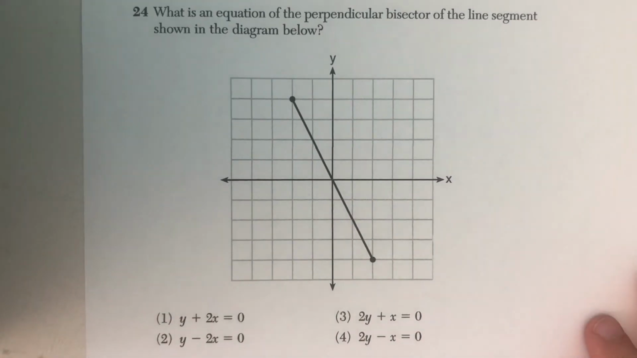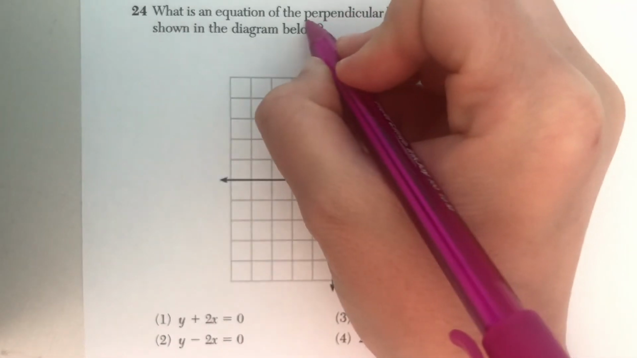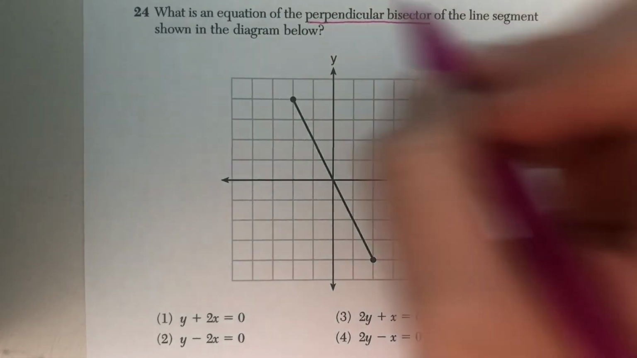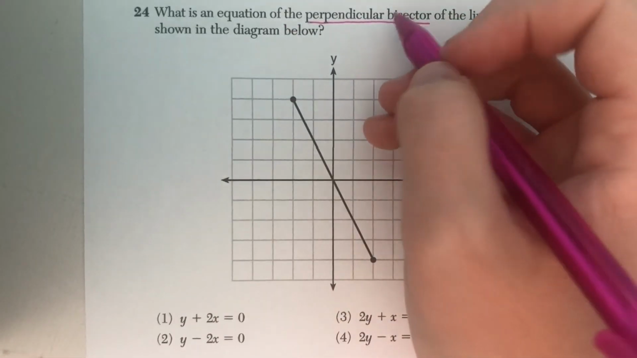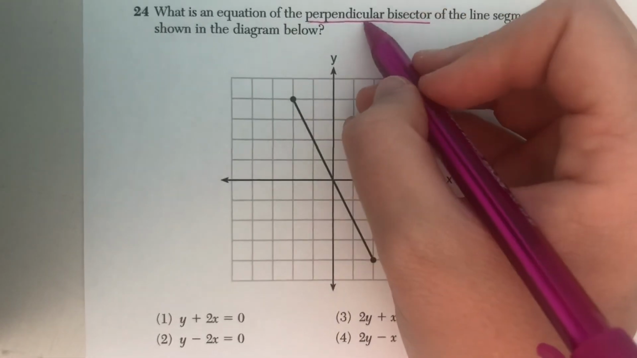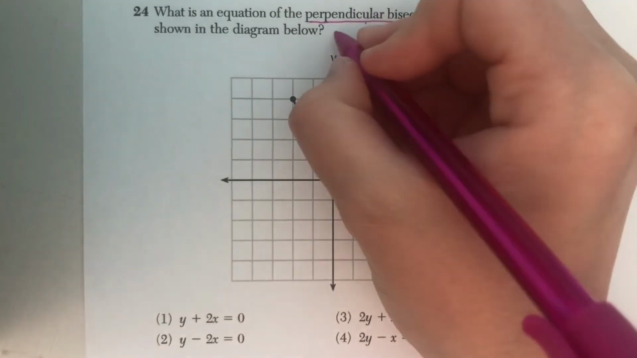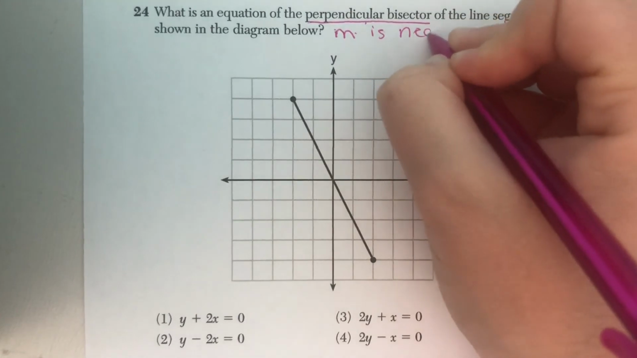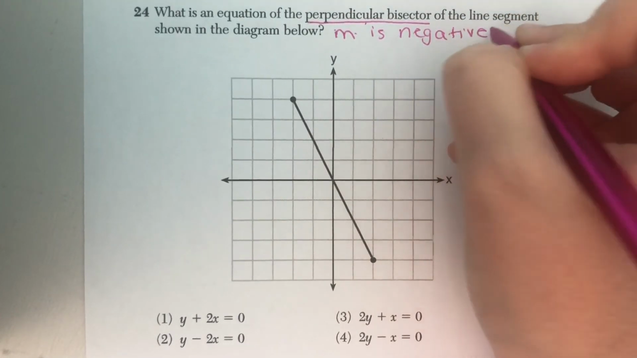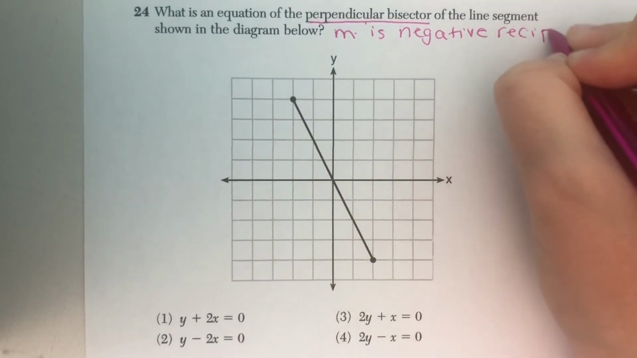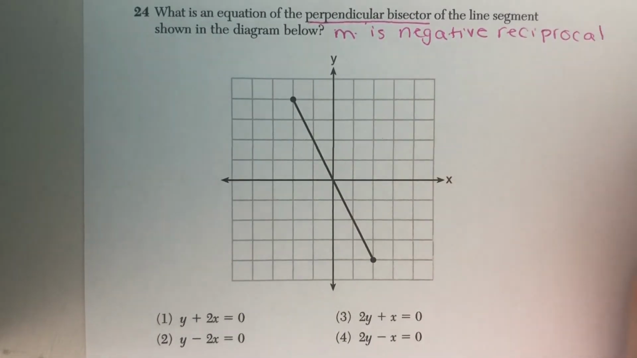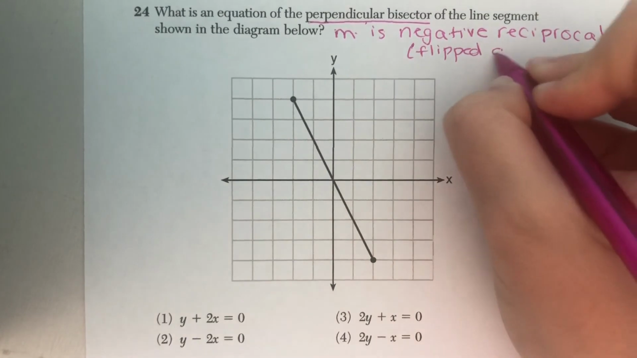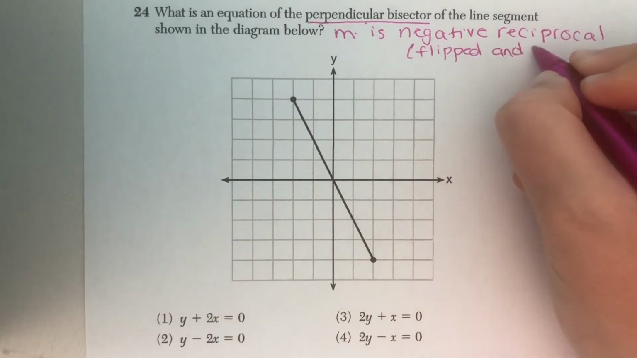Question 24 states, what is an equation of the perpendicular bisector of the line segment shown in the diagram below? So when we're talking about equations and we see perpendicular, we automatically think slope. And for a line to be perpendicular, we know the slope has to be the negative reciprocal. And we know negative reciprocal means flipped and rotated and negated.